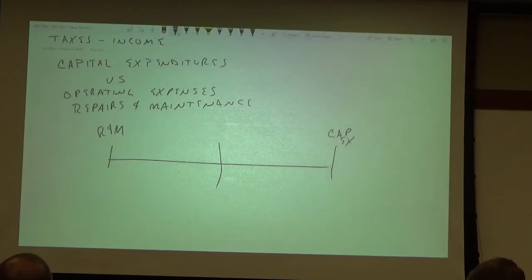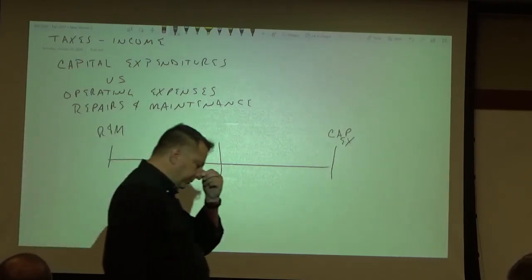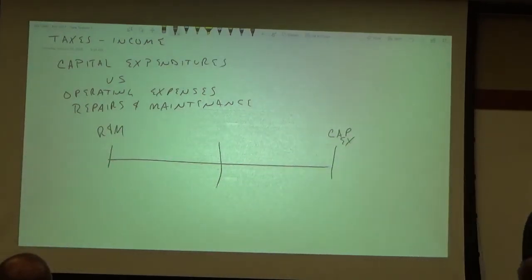Okay, a good example, replacing a roof. Patching a hole, repair and maintenance. Replacing the whole roof, capital expenditure. But what if we replace 25% of the roof?